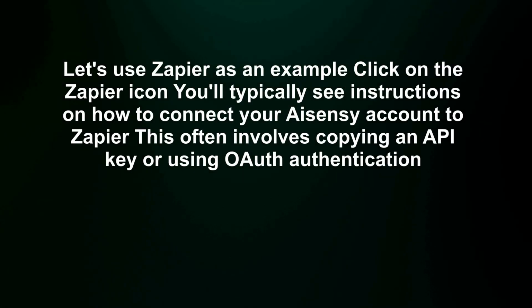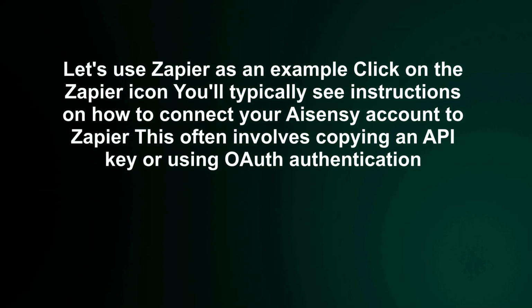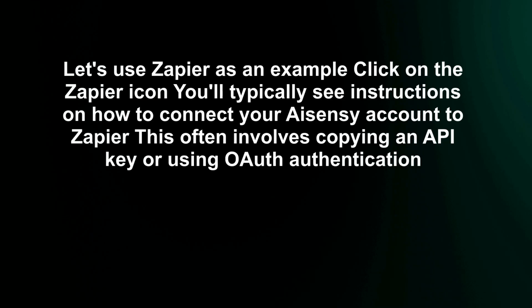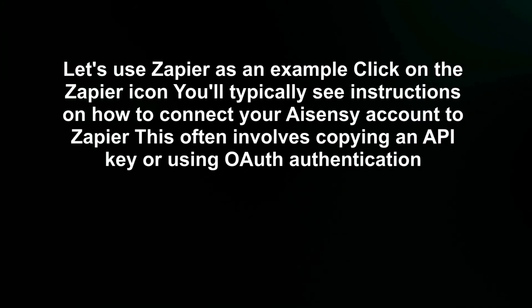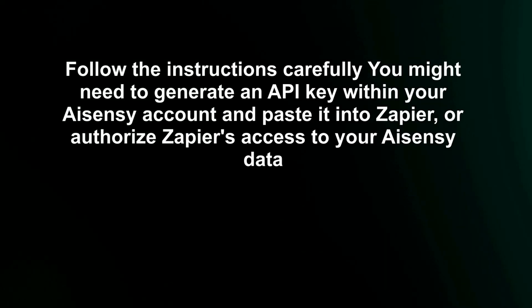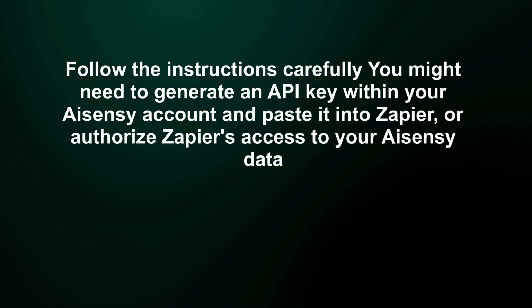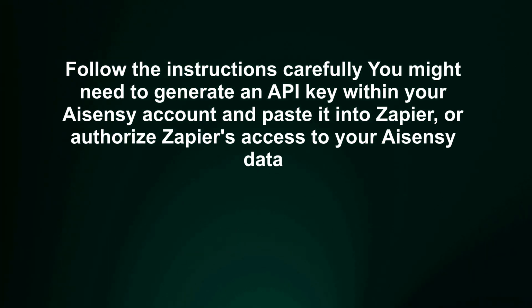Let's use Zapier as an example. Click on the Zapier icon. You'll typically see instructions on how to connect your Aisensy account to Zapier. This often involves copying an API key or using authentication. Follow the instructions carefully. You might need to generate an API key within your Aisensy account and paste it into Zapier, or authorize Zapier's access to your Aisensy data.